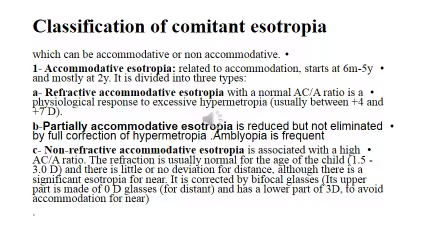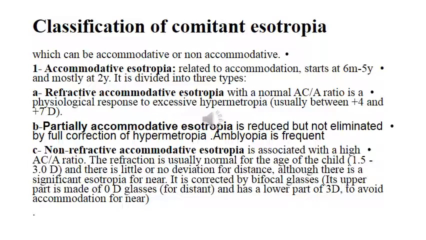A, refractive accommodative esotropia, which is the first type. This patient presents with excessive hypermetropia and esotropia. Let's say the degree of hypermetropia is from +4 diopter to +7. This type we refer to as fully accommodative esotropia. It usually corrects with glasses only. We correct the refractive error the child has with the glasses, and the esotropia will correct. Simply, there is no need for surgery. The child will keep wearing the glasses.